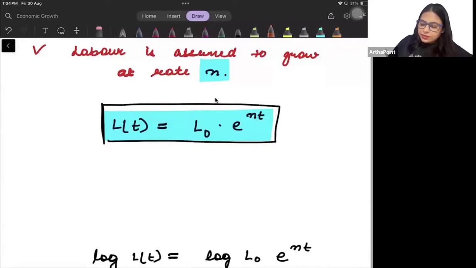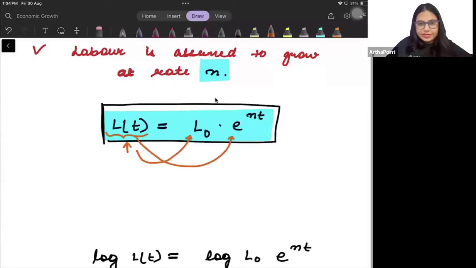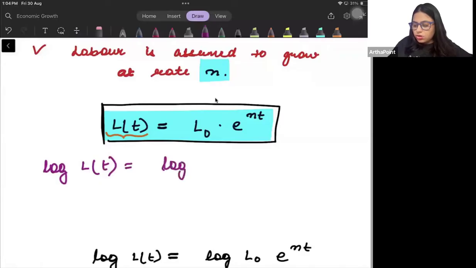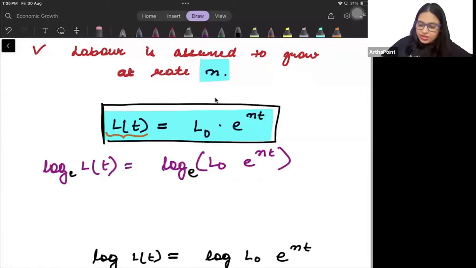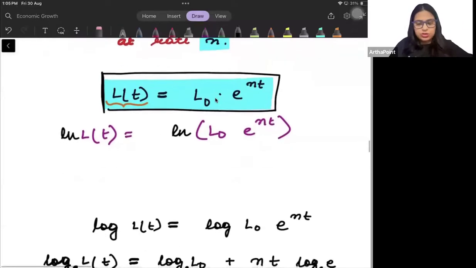So here we are saying that how labor changes over time is equal to some constant initial value of labor into e to the power nt. Now suppose I take log on both sides. So ln Lt will be ln L naught e to the power nt. Remember that I am taking log with e as the base. So instead of log to the base e, you can also write this as ln. It means the same thing. My base is the exponent, okay?